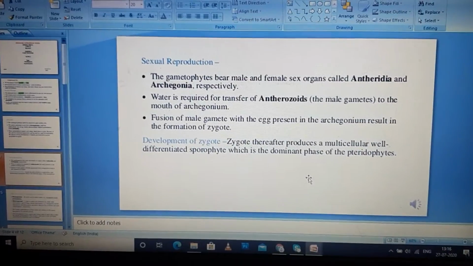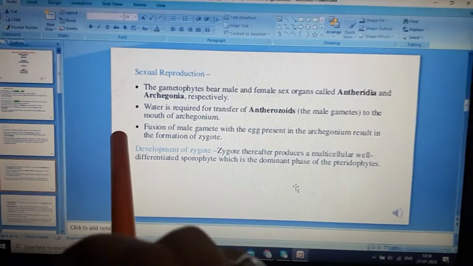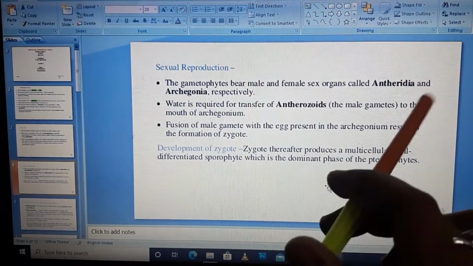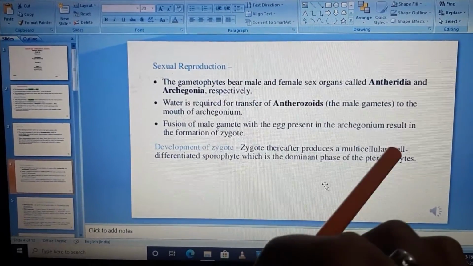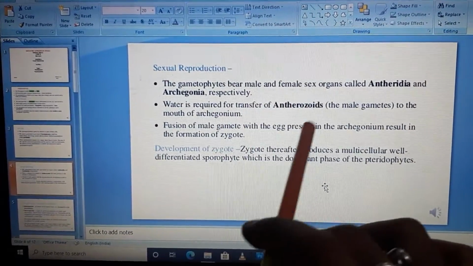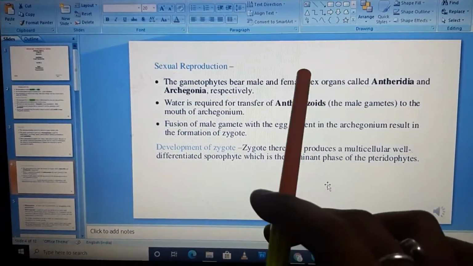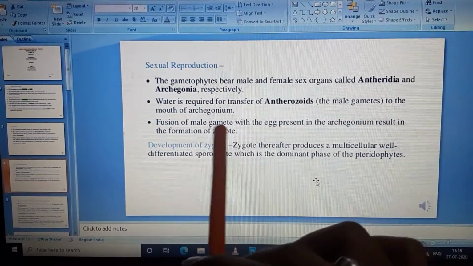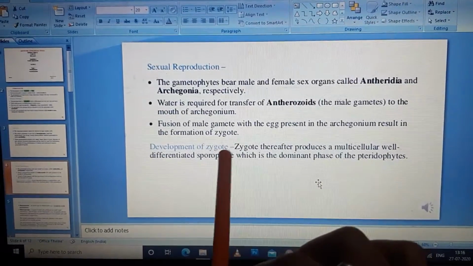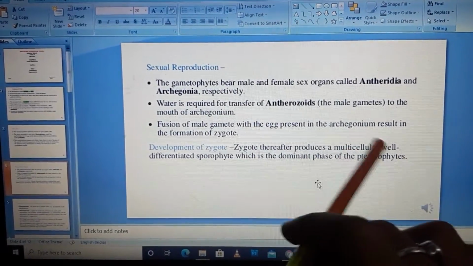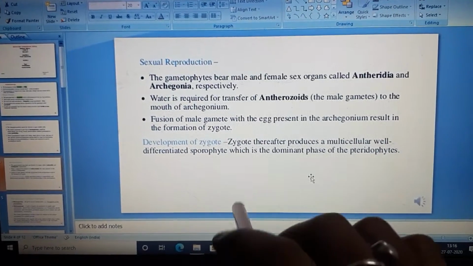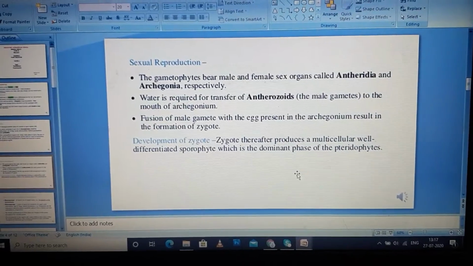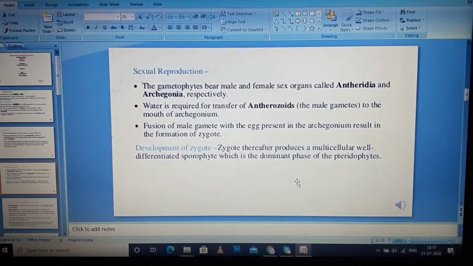The sexual mode of reproduction takes place by male and female sex organs. The male sex organ is antheridia, the female is archegonia, and water is required for the transfer of antherozoids, which are male gametes, towards the mouth of the archegonia. Fusion of male and female gametes gives rise to the formation of zygote, and the zygote produces a multicellular, well differentiated sporophyte, whose predominant phase is sporophytic in pteridophytes.